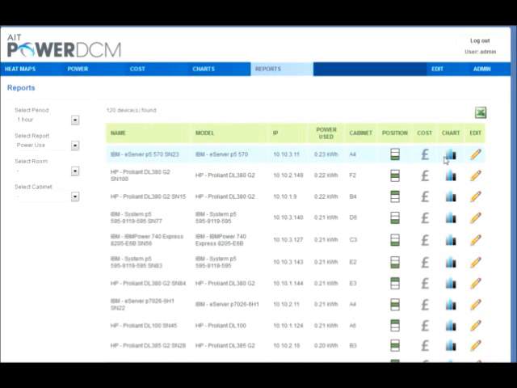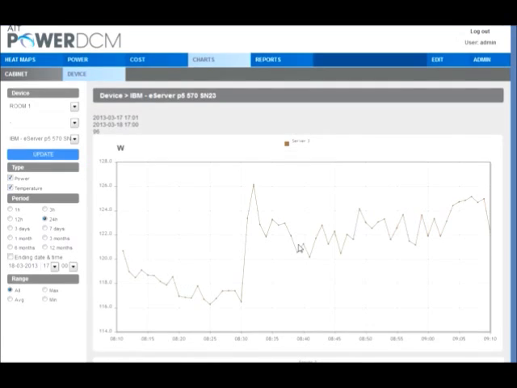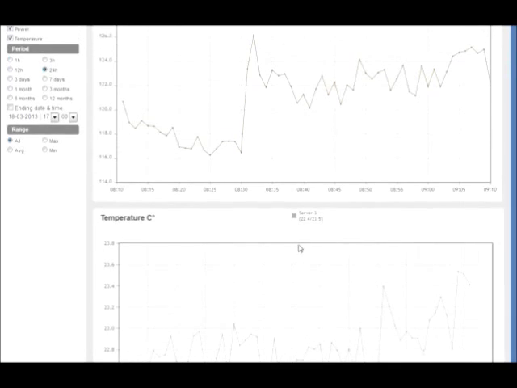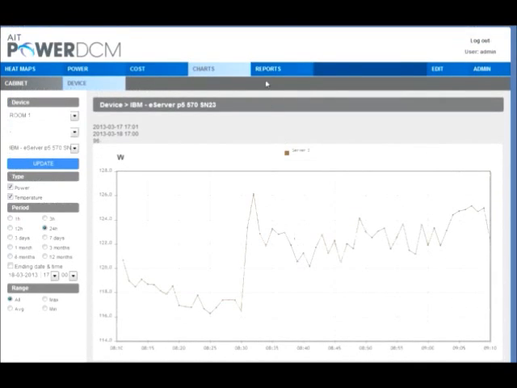and again I can see here quite quickly, I can click through to also look at the power use over time, and also if there's temperature information for that device, I can look at the thermal characteristics again for the same device.